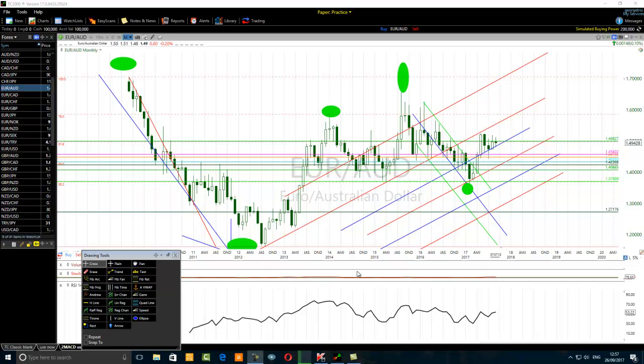I invite you now to look at this chart, the Euro Australian dollar on the monthly chart, and tell me, what do you recognize? What is taking place here? Is it bearish or bullish? Will you be prepared to buy or sell this currency pair?